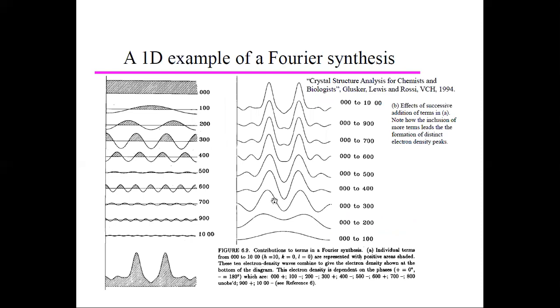From that 1D example of the Fourier synthesis, it should change from the individual term from 000 to 100. The electron density depends on the 0 degree, 180 degree phases, and different waves should change like that. This is the effect of different crystal structures in the Fourier synthesis.